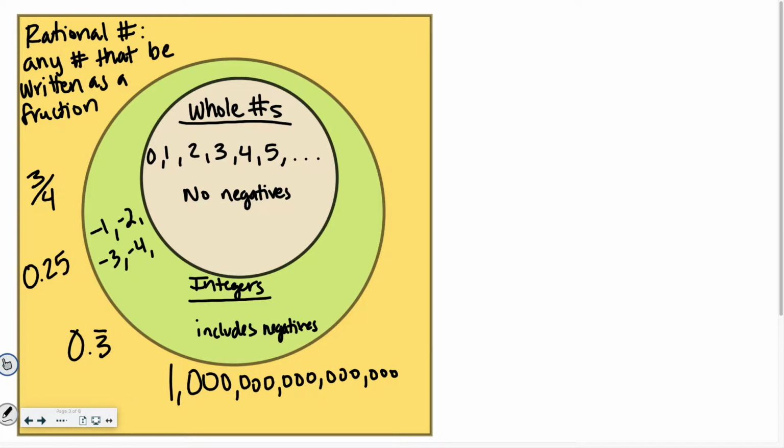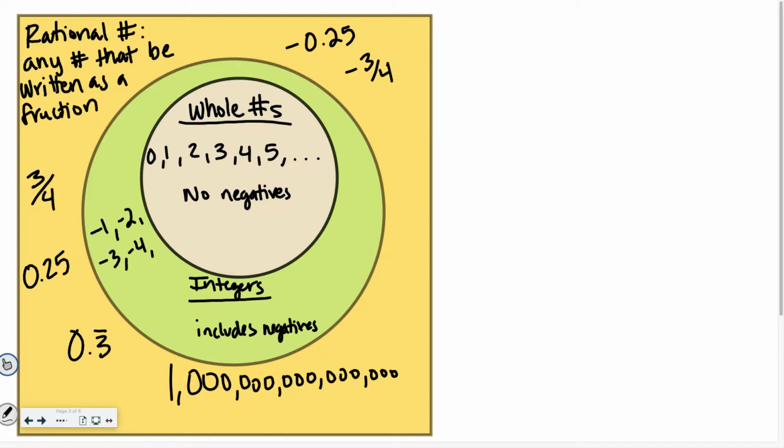And rational numbers also include all of the integers, so the positive and negative versions. That includes the negative versions of fractions and those decimals that can be written as fractions. And rational numbers also include whole numbers. Okay?